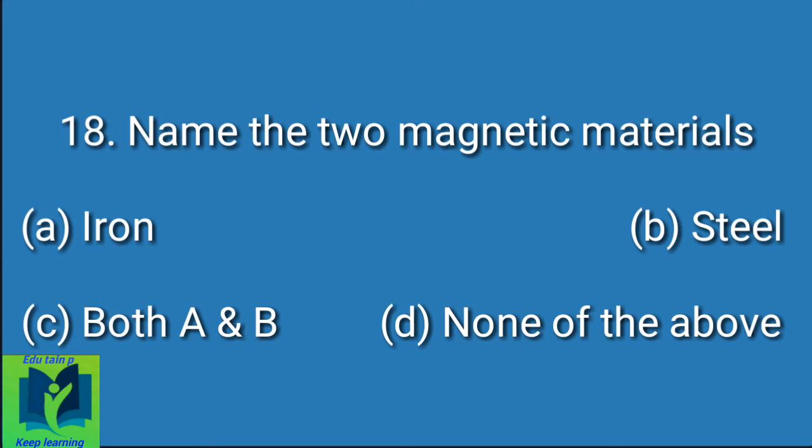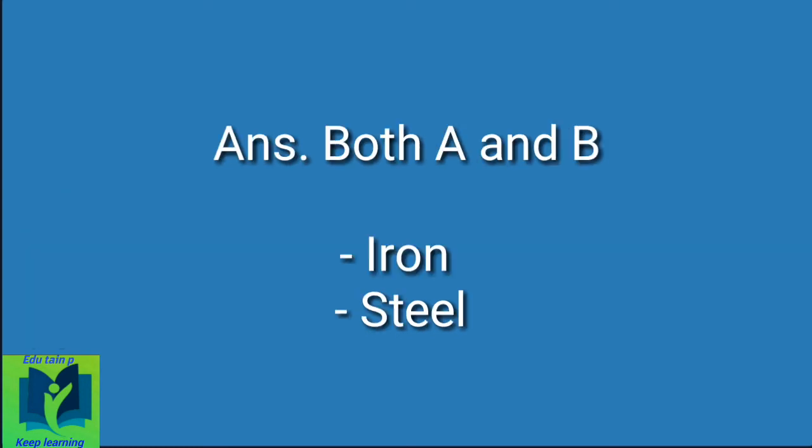Name the two magnetic materials. Option A, iron. Option B, steel. Option C, both A and B. Option D, none of the above. Both A and B. First one iron, second one steel.